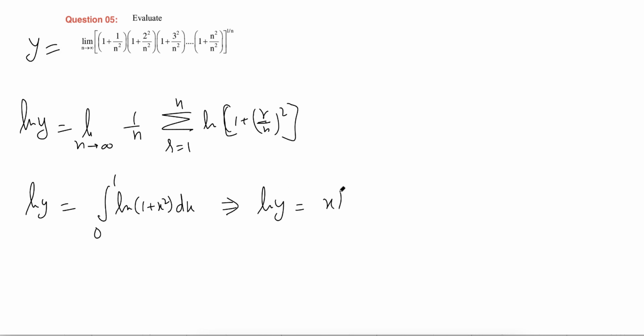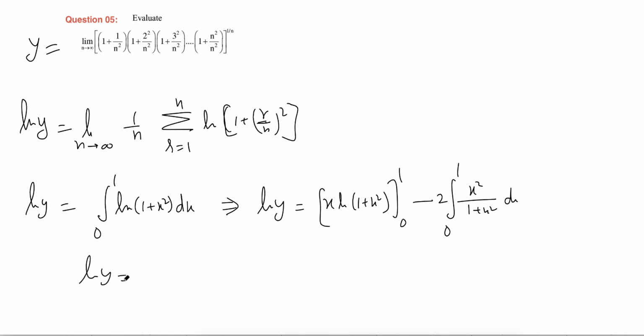So x into ln 1 plus x square from 0 to 1, minus the integral 0 to 1 of the differentiation of this, 2x by 1 plus x square, and 2 will be out, x square by 1 plus x square dx. So ln y equals, this part will become 1 into ln 2, so ln 2 minus 2 into, this I can write as plus 1 minus 1. So that will become the integral 0 to 1 dx minus the integral 0 to 1 dx by 1 plus x square.